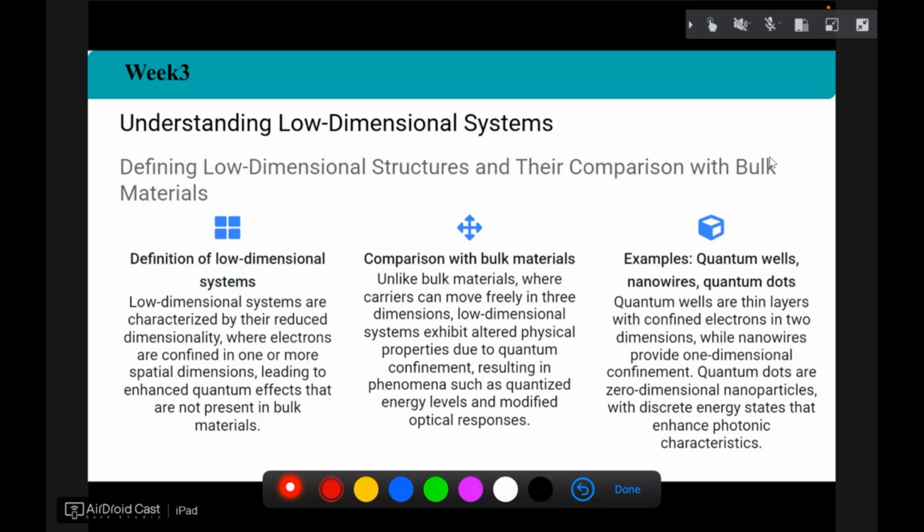Low dimensional systems are characterized by their reduced dimensionality, where electrons are confined in one or more spatial dimensions, leading to enhanced quantum effects that are not present in bulk materials. Unlike bulk materials, where carriers can move freely in three dimensions, with low dimensionality there will be quantum confinement, resulting in phenomena such as quantized energy levels and modified optical responses.